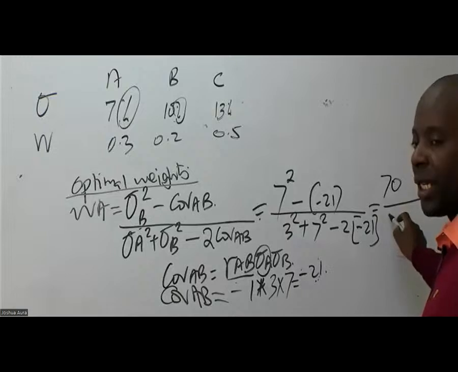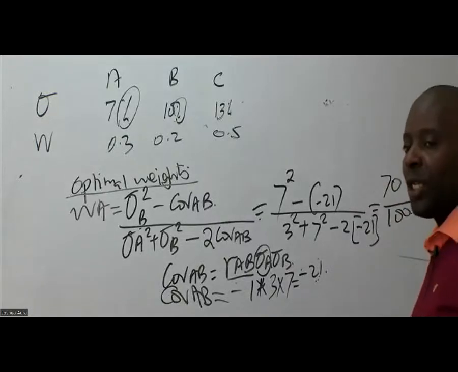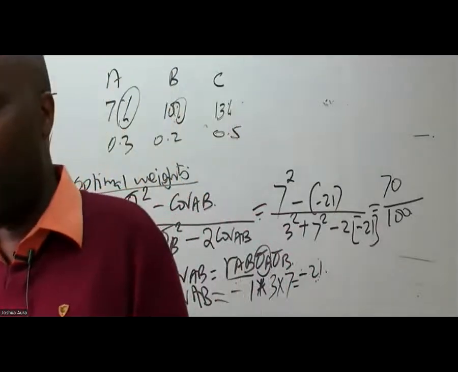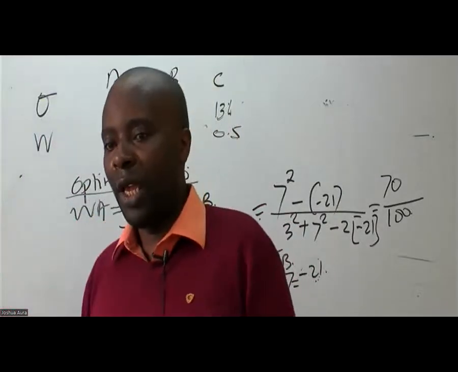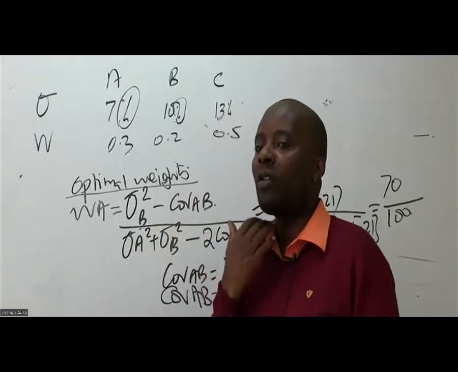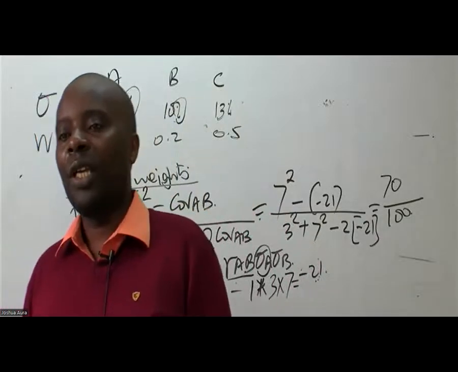How about the denominator? 100. So meaning that weight of A is 0.7. Weight of A is 0.7, isn't it?